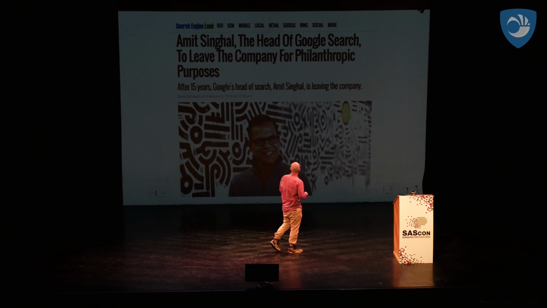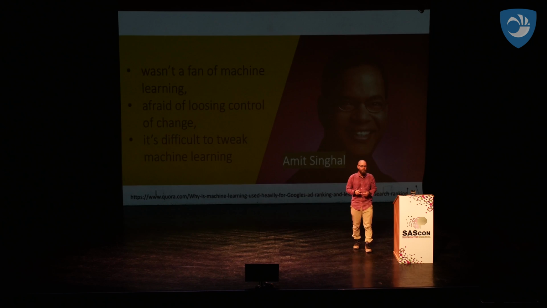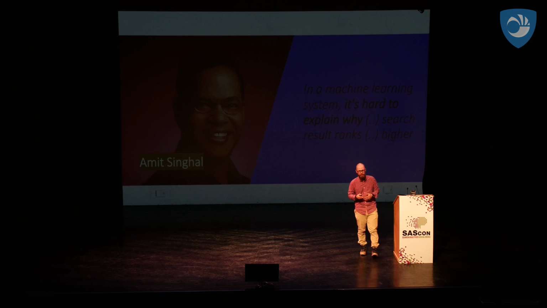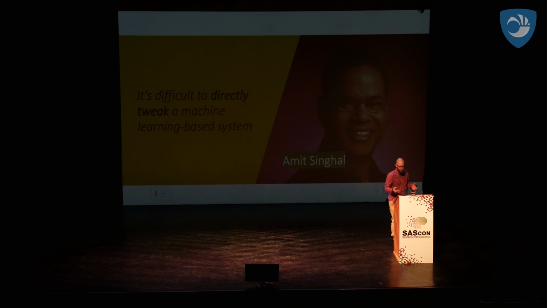And it has changed after Amit Singhal left Google for what he said was philanthropic purposes. And let me tell you a few things about Amit Singhal. He wasn't a huge fan of machine learning. He was really afraid of losing control, and that would go with the change of moving from algorithms to machine learning. And he said that in a machine learning system, it's hard to explain why some things rank in a certain way. Not only that, he claimed, and that's hence the title of my presentation, that most of the machine learning algorithms tend to be black boxes. And the core problem was that it's difficult to directly tweak machine learning systems. So if something doesn't work the way we like, we can't really change it.